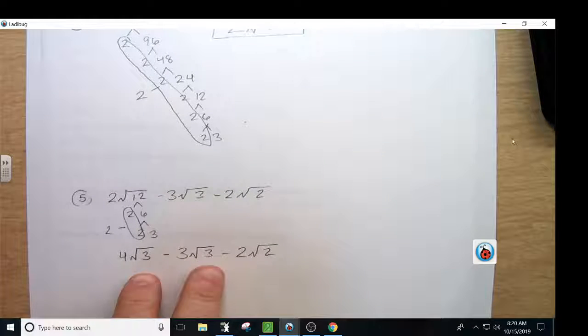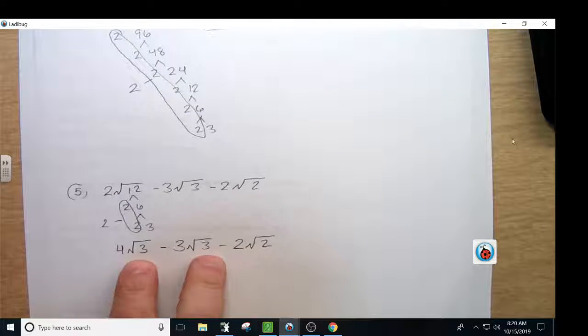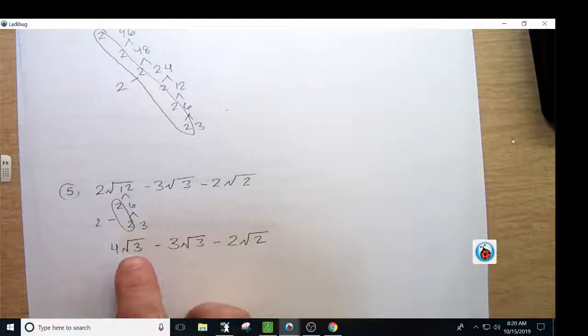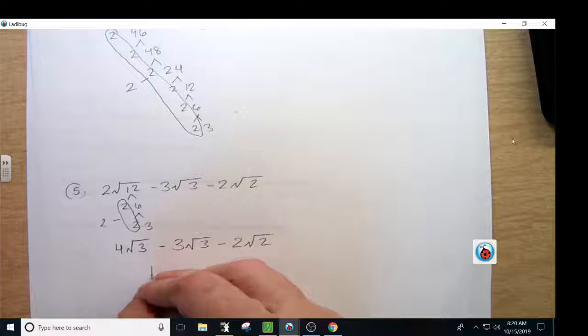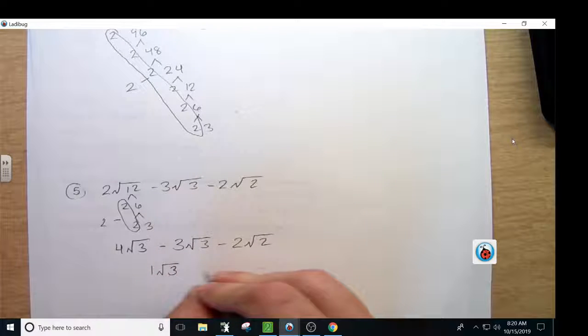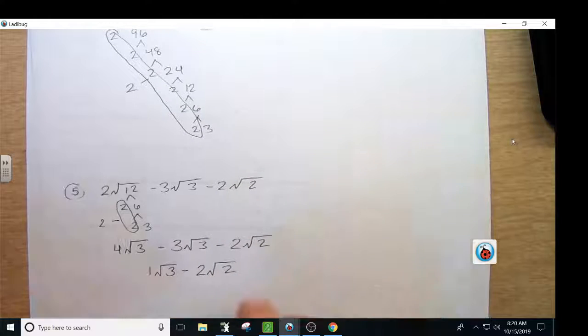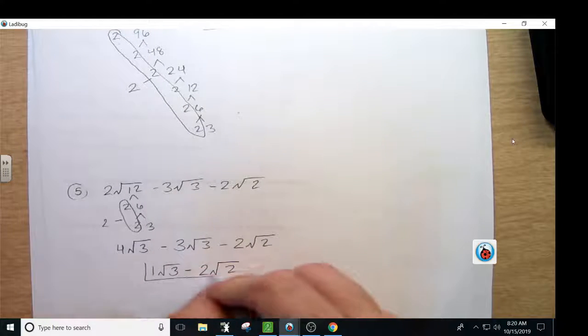Now, remember, you don't do anything with the radicals. All you do is add or subtract the outside numbers. Okay? So now 4 minus 3 is 1 square root of 3 minus 2 square root of 2. Guys, those are not the same. They cannot be broken down. So this is your answer.